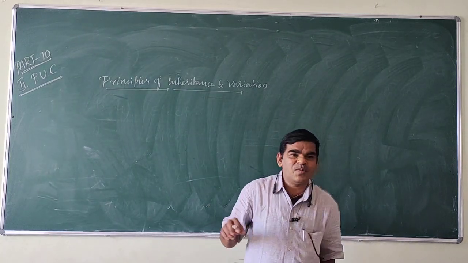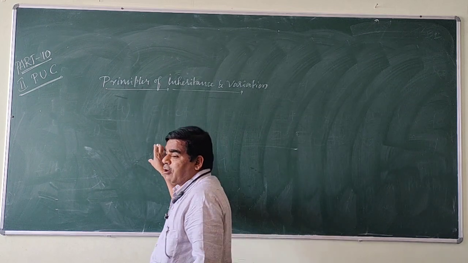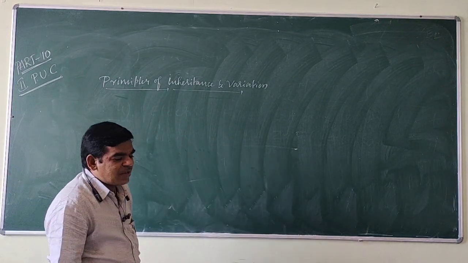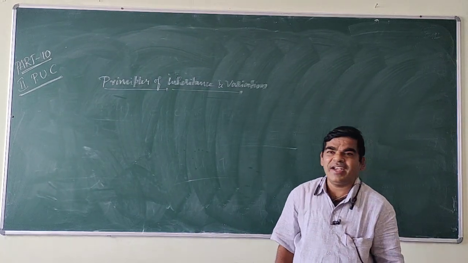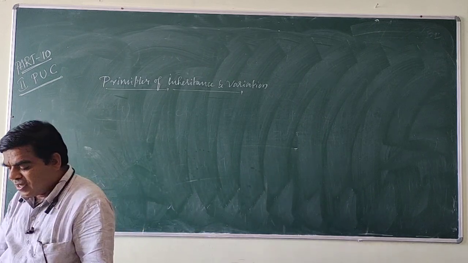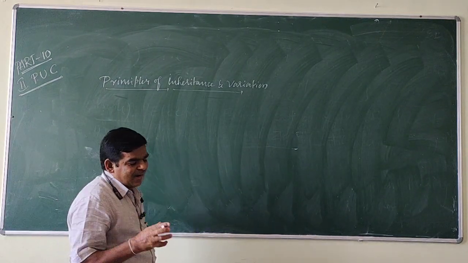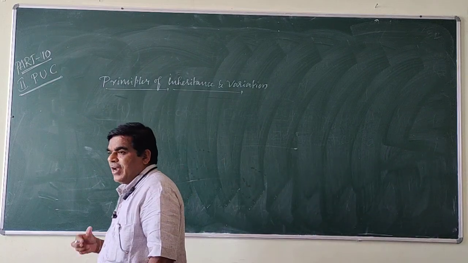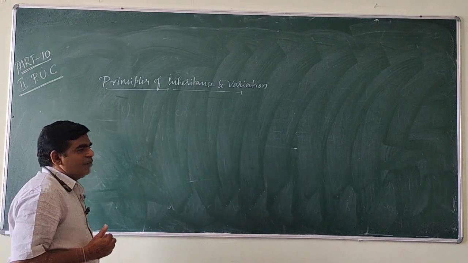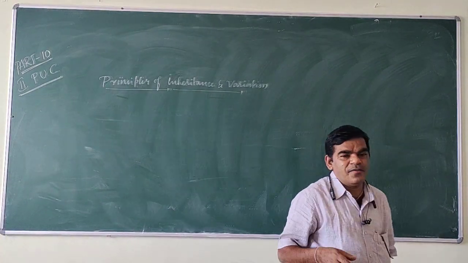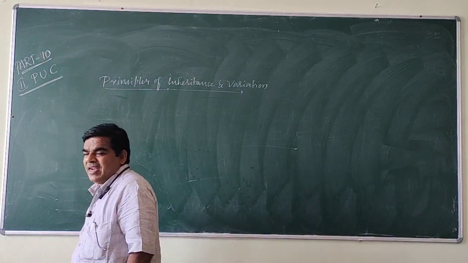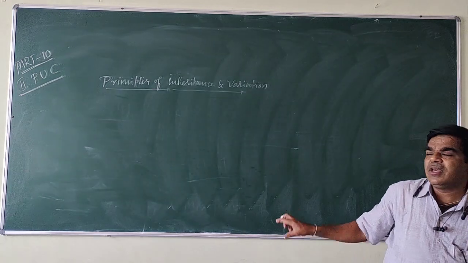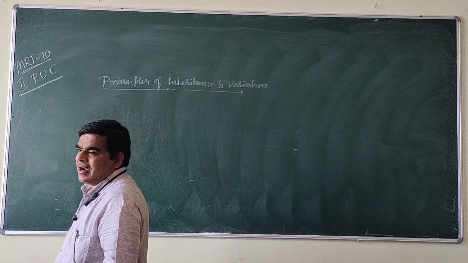Last class I discussed sex determination in Drosophila. It follows the XX and XY method of sex determination. Here the male is heterogametic, so it produces different sperms or different gametes, and the female is homogametic, so it produces only one type of eggs. This is called the XX and XY method of sex determination.